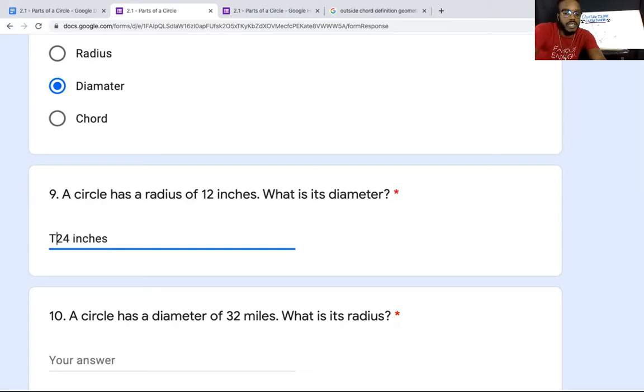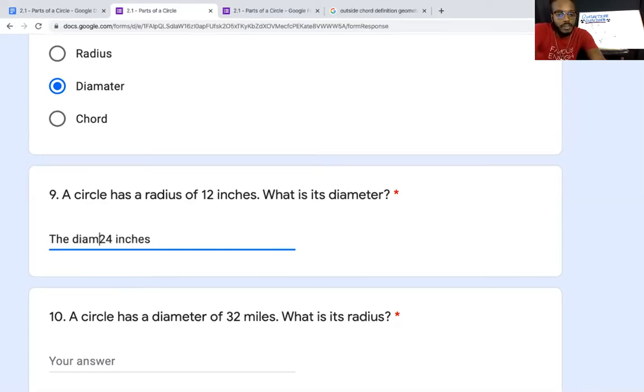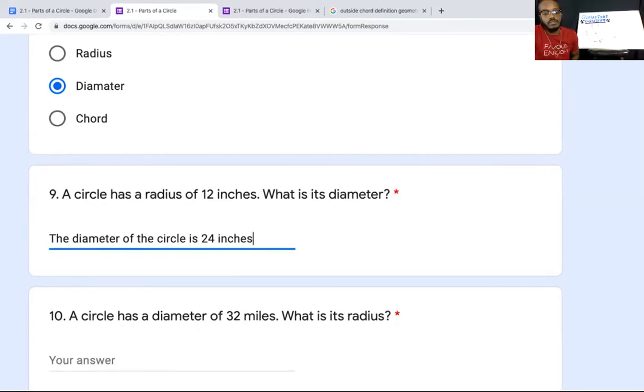More importantly, we want to say the diameter. You don't have to do nearly as much work this time around, so make sure that you're writing full sentences and responding like a scholar. The diameter of the circle is 12 inches.